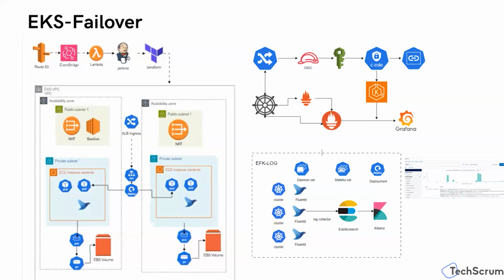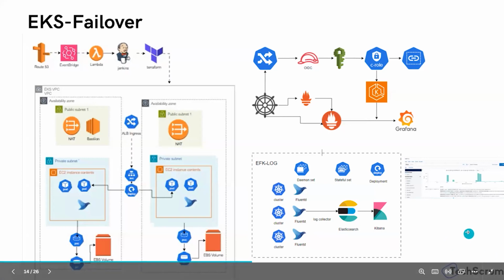In the bottom right part, an EFK stack was deployed using manifest YAML as the logging tools, where Elasticsearch is the StatefulSet, Fluentd is the DaemonSet, and Kibana is the Deployment.